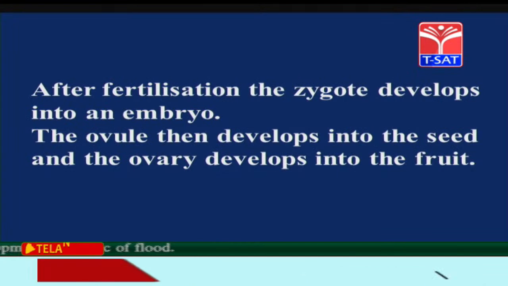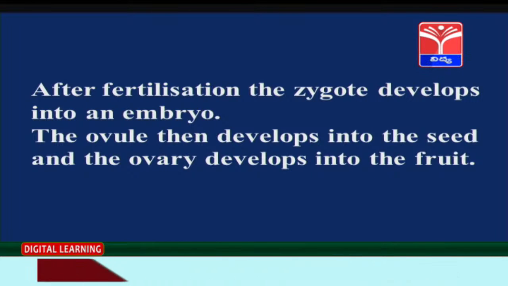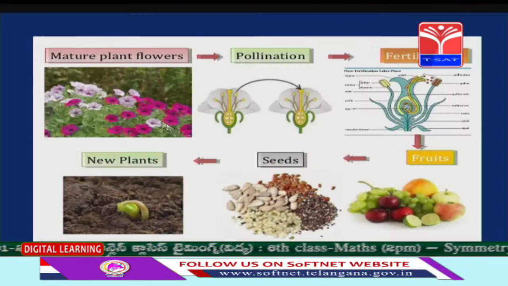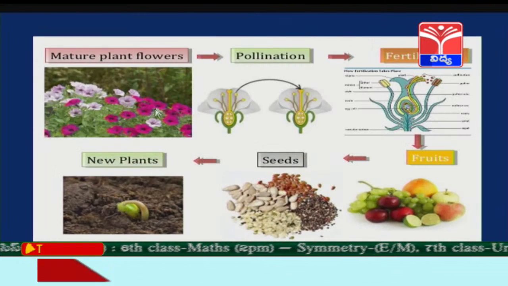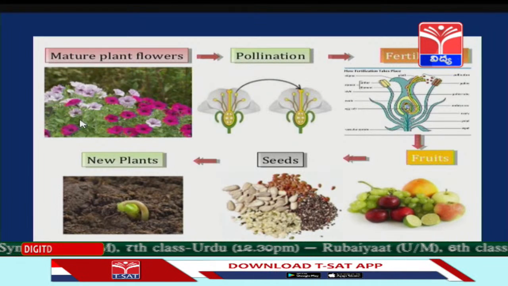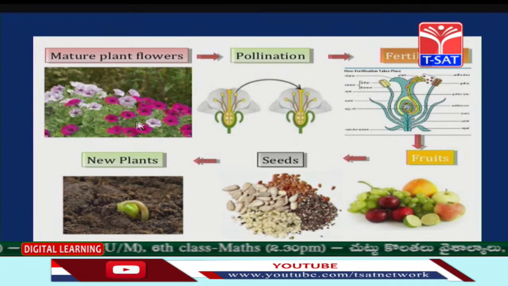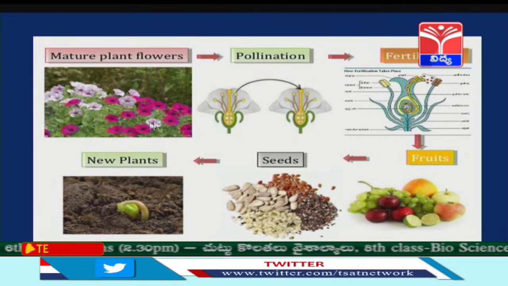After fertilization, the zygote develops into an embryo, the ovule develops into a seed, and the ovary develops into a fruit. So, this type of reproduction where the union of male and female gametes takes place is called sexual reproduction. These are the mature flowers. These flowers will have different floral organs, but for the reproduction process, sexual reproduction, what is required? Male reproductive organs and the female reproductive organ.